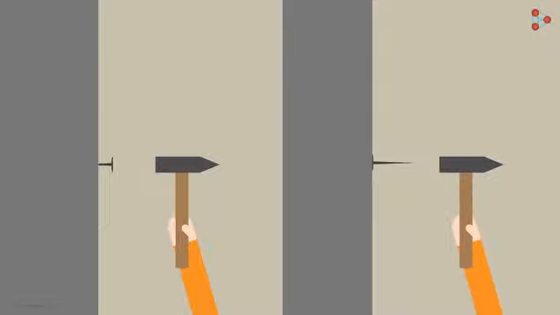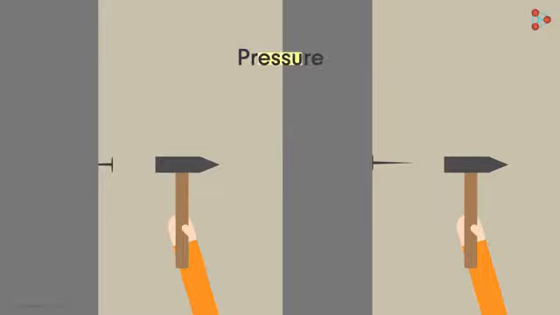You will find it difficult to push the flat face of the nail through the wall even if you apply more force than you did in the first case. What is the reason for this? The reason is that the pressure applied by the tip of the nail on the wall is more than the pressure applied by the nail's flat surface. But the question is why?